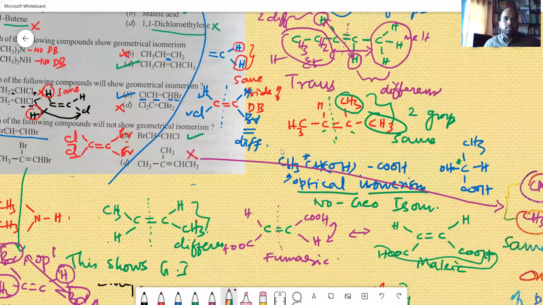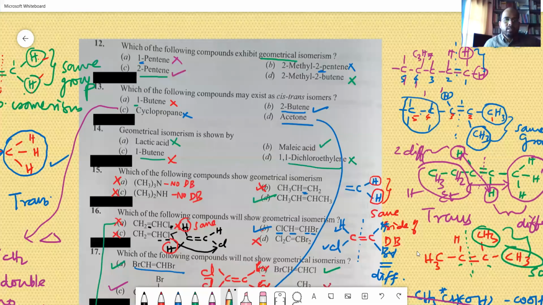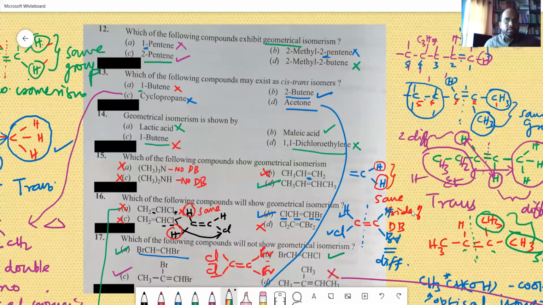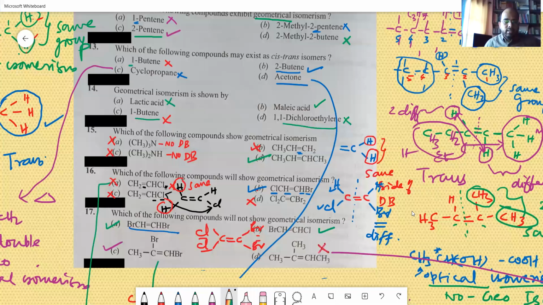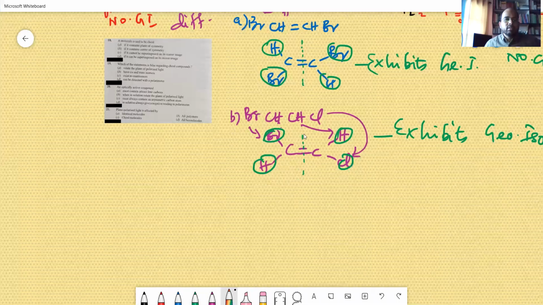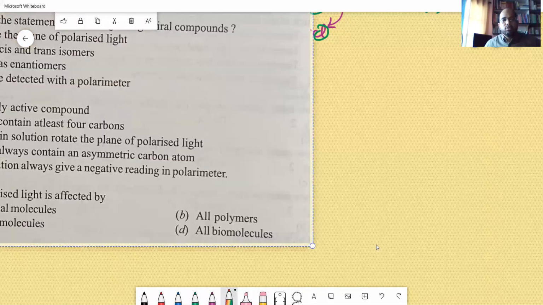So you can have a look at this again. You can see the first answer is C, the second answer is B, the third answer is B, the 15th answer is D, the 16th answer is B, and the 17th answer is C. I'm sorry, D, because this will not show geometrical isomerism. So here you have 1, 2, 3, 4, 5, 6 questions. I'm just putting some easier questions there, here at the bottom. Here you can see 4 more questions there.